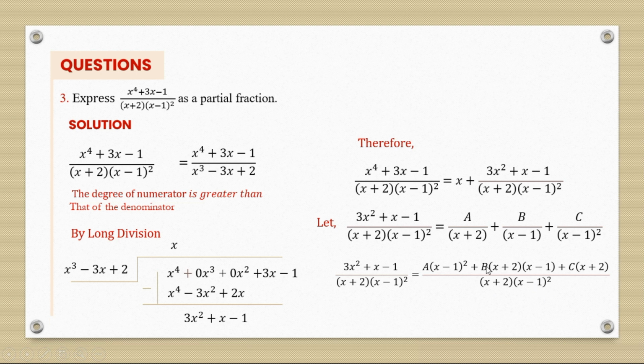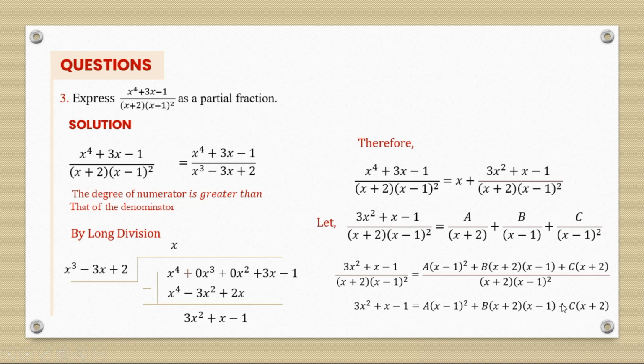When we divide this by x + 2, we're left with (x − 1)², so we multiply that by the A. When we divide by x − 1, we're left with (x + 2)(x − 1) to the power 1, and we multiply those two by the B. When we divide by (x − 1)², we're left with x + 2, which we multiply by the C. Now the denominator values cancel, and this is what we are left with.